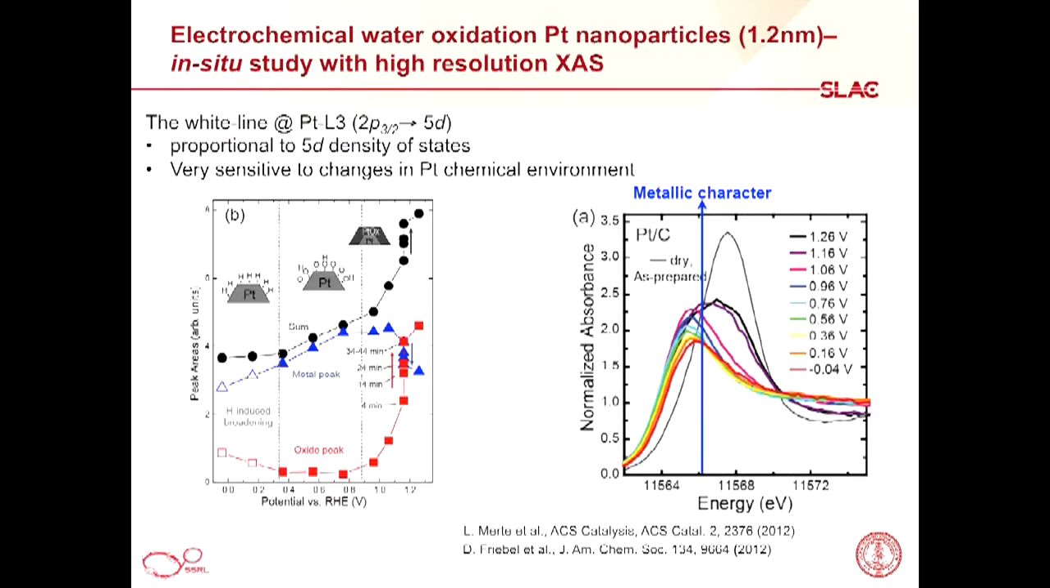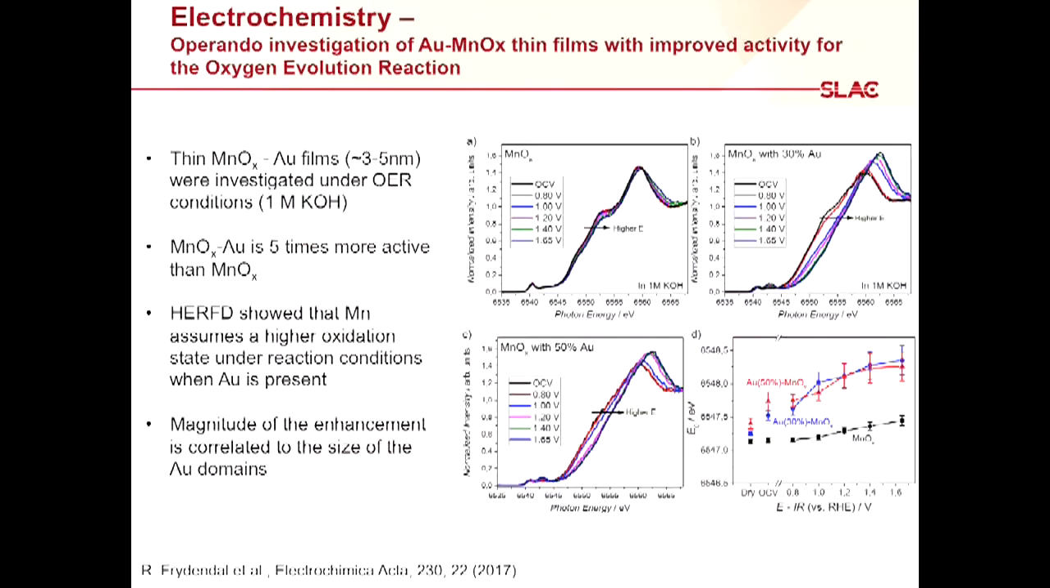For example, here we can see that from the analysis of all the X-ray absorption spectra, we're able to see how the platinum nanoparticles change with these hydroxides and this PtOx at very high potentials, by analyzing the white lines of platinum. In a similar way, we have done this kind of study on gold manganese oxide thin films, where again, by using this high resolution X-ray absorption, we were able to detect manganese spectra.